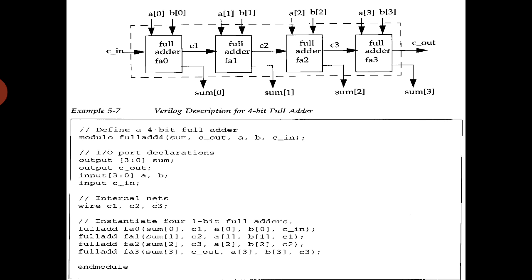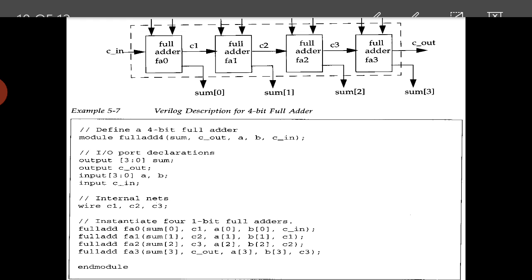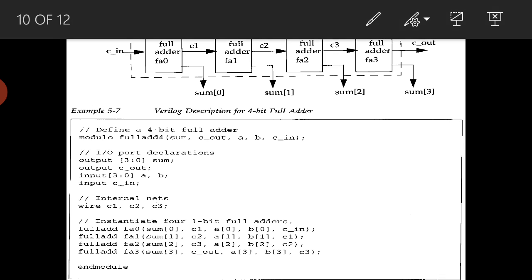Okay, so now how does the 4-bit full adder look? As I showed earlier, it is FA0, which means full adder 0, full adder 1, full adder 2, full adder 3, each of which is single bit. A0, B0 means the first bit, as I said earlier.